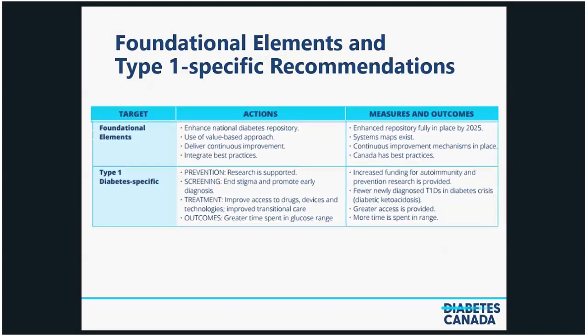Similarly, under the category of treatment, there are certain technologies that people with type 1 are more apt to use than the majority of people with type 2. So those are really priority actions for that community, as is improving the care that young adults receive when they're transitioning out of pediatric diabetes programs and into adult diabetes programs, which historically have not been very well geared towards addressing the needs of people with type 1, where they're different than those of people with type 2.